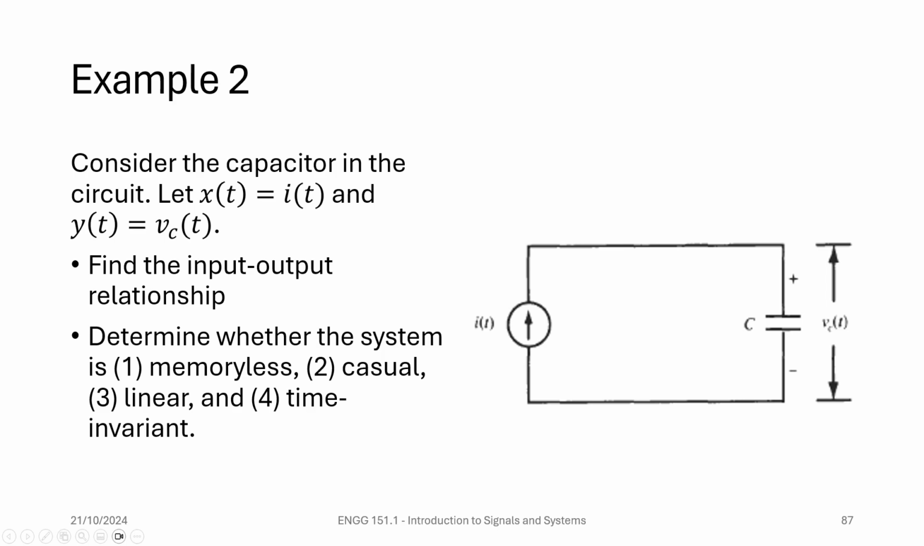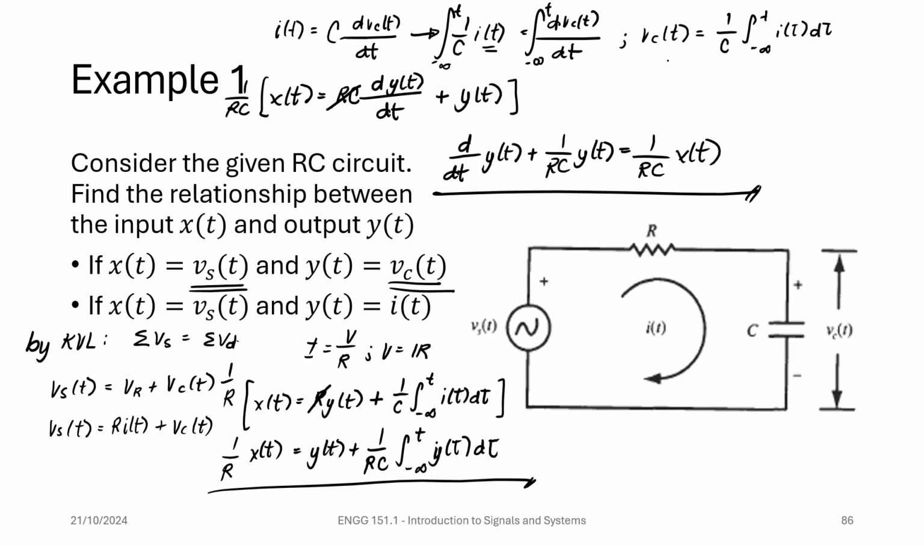We have here y of t. Let's go to the general representation of our system: y of t is equal to x of t. Since our y of t is equal to vc of t and our x of t is equal to I of t, we can relate that vc of t, the voltage across the capacitor, is just the same as the previous one. We're going to use this.